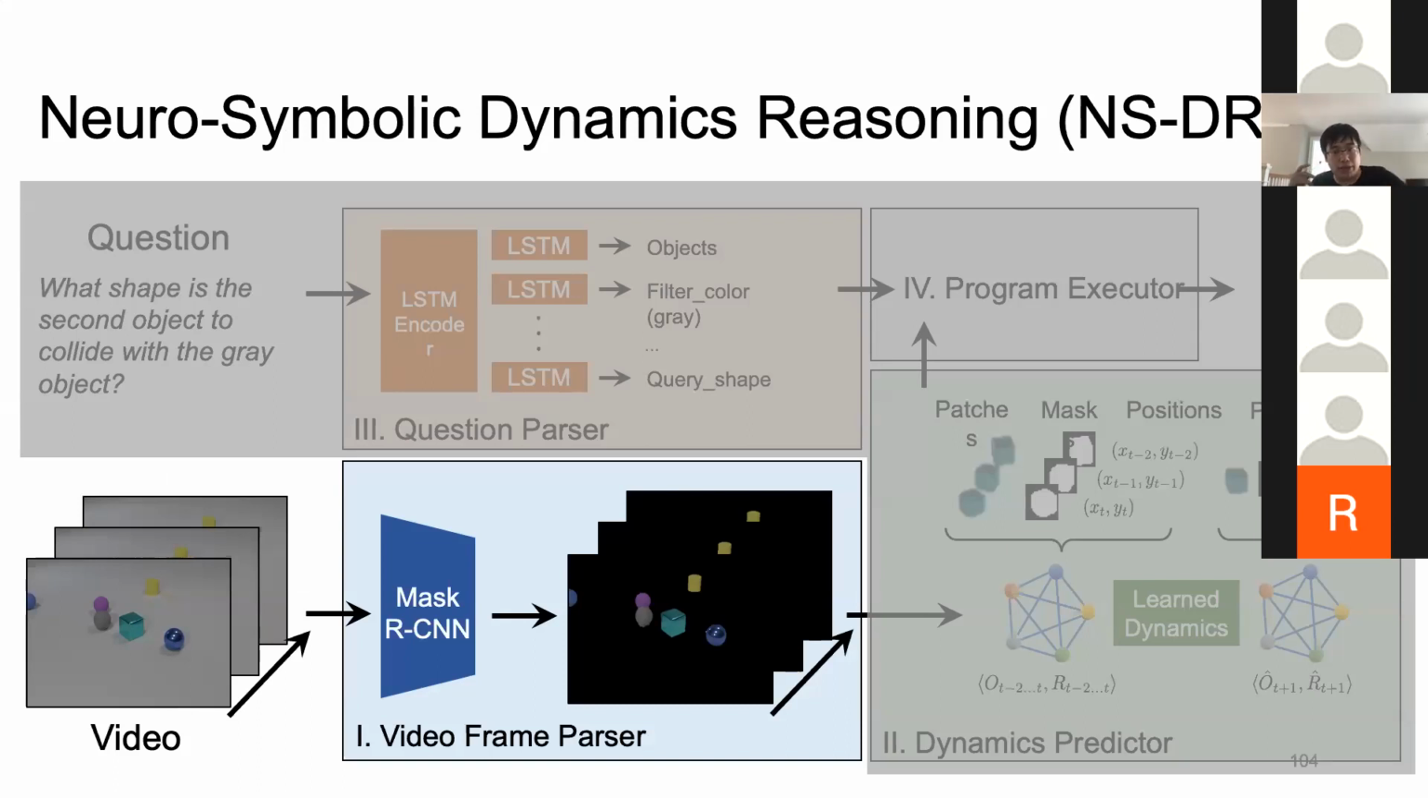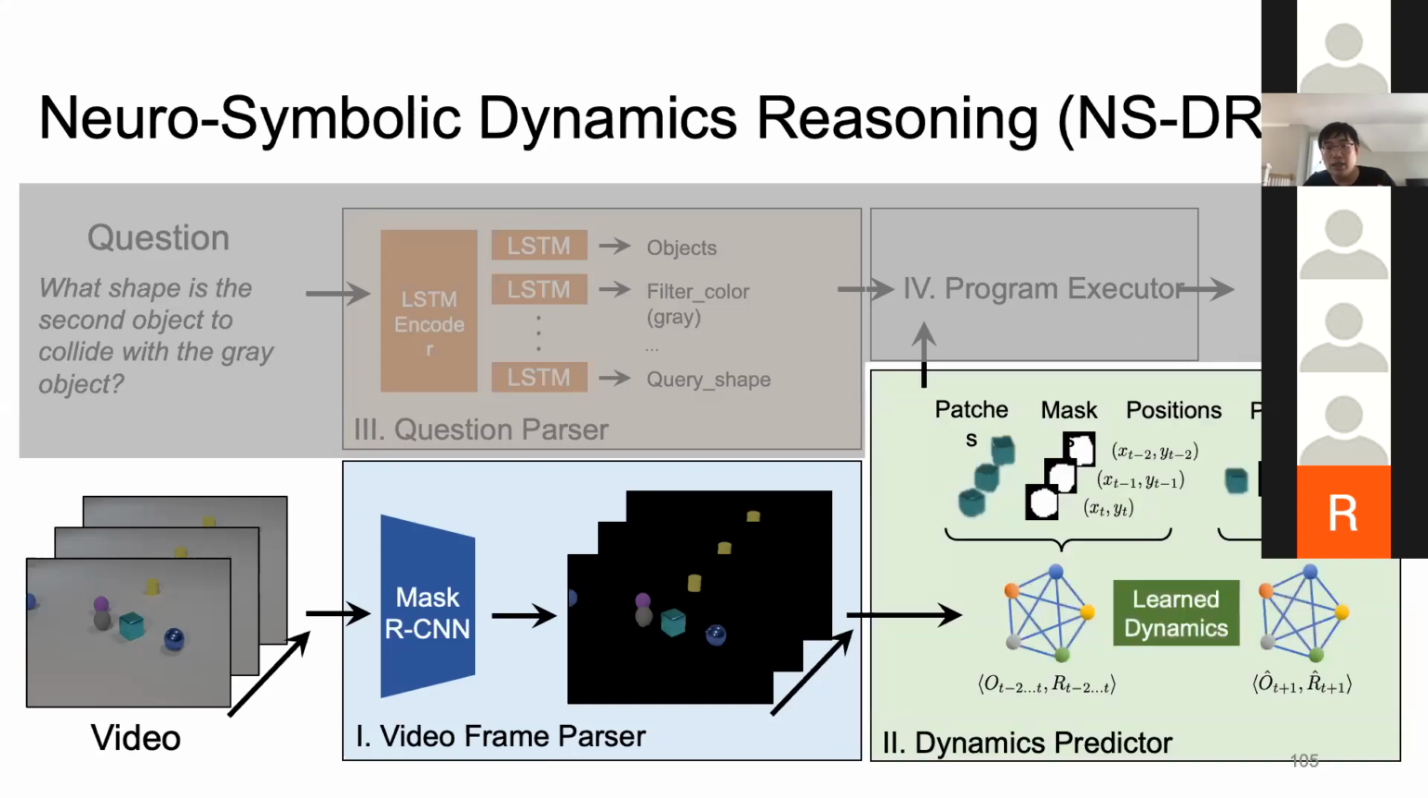At first, we take the video and pass it to an object-centered representation that detects all the objects and their masks. It also extracts attribute features, including the color and shape of each object, and their coordinates. Then we send this representation to a dynamic model that is used to predict the object trajectory across different frames.